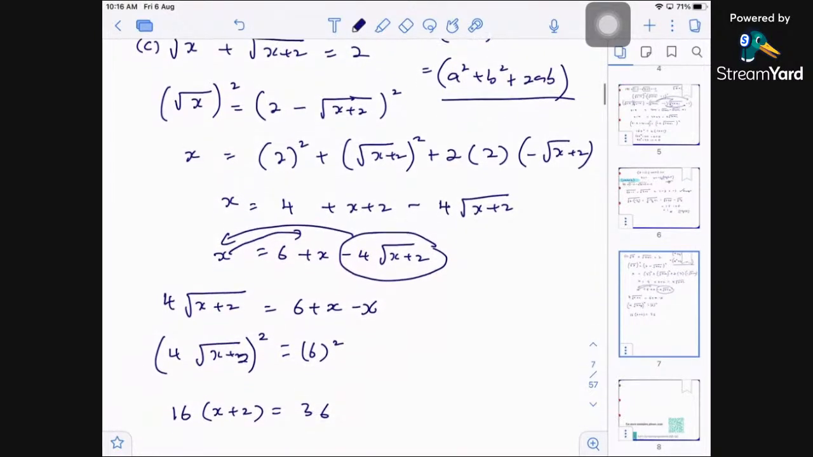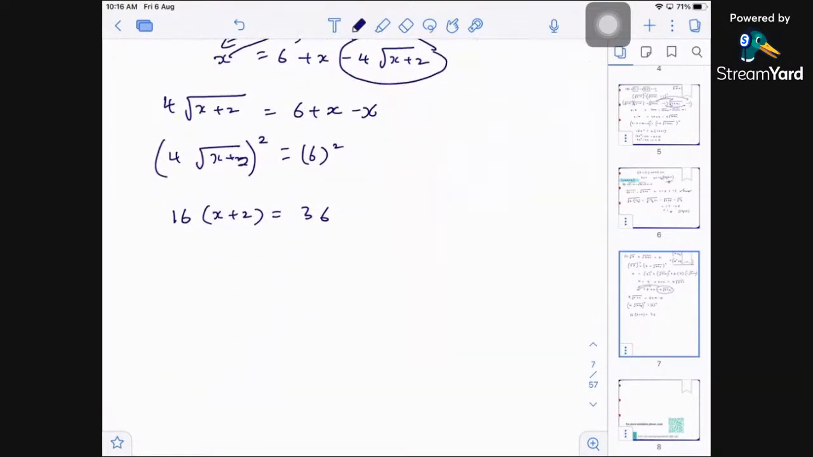So if I carry on this thing here, I'm going to get 16x plus 32 equals to 36. 16x equals to 4. So x is going to be 4 over 16, which is 1 over 4. Boleh faham sampai sini? Clear?